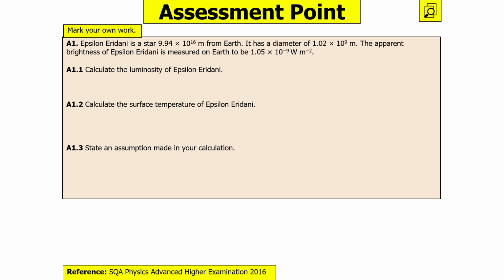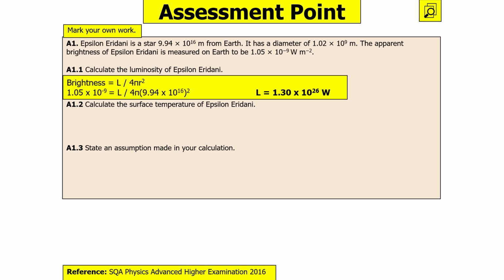Well, we're trying to work out the luminosity here, so we can use our inverse square law because we've been given the brightness. We know that brightness is equal to the luminosity over 4 pi r squared, from the inverse square law. So we can rearrange that and work out the luminosity by putting in all the values. Again, remember that we can work out the value of r very carefully by looking at how far away it is from the Earth, as shown there. So you can work out our luminosity: 1.30 times 10 to the 26 watts.